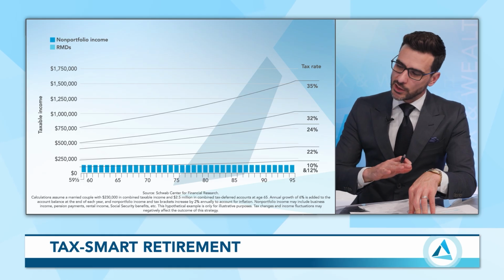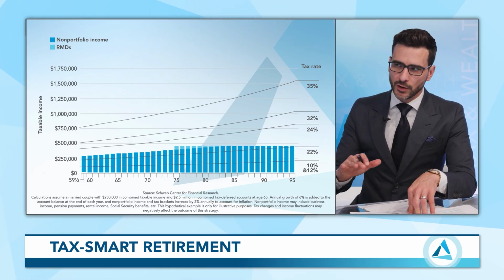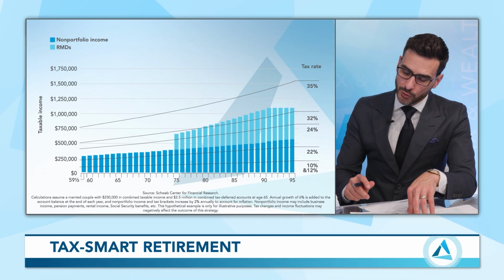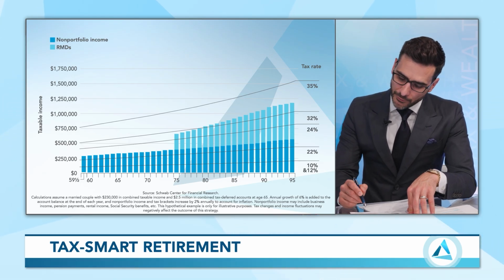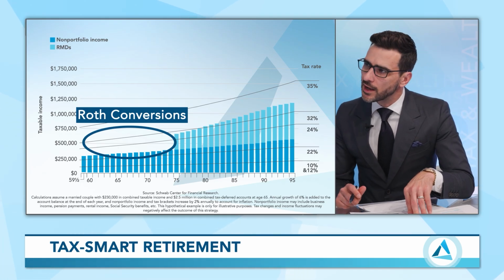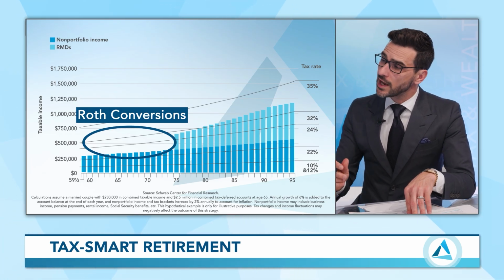So in this example, look at this, Tommy. This is them doing no planning, meaning no conversions, nothing. They just wait until that tax bomb hits, and look when it does. Not only did they fill up the 24% tax bracket, they went 2 tiers above that because they were good planners, they were good savers.